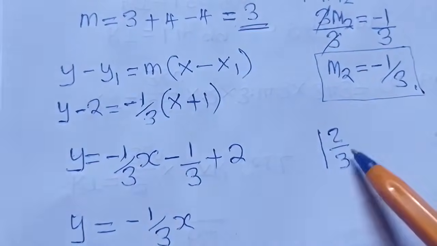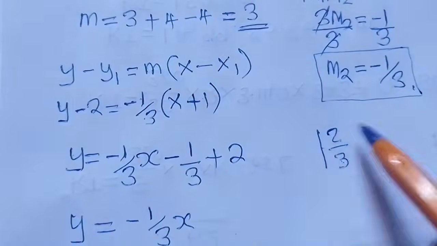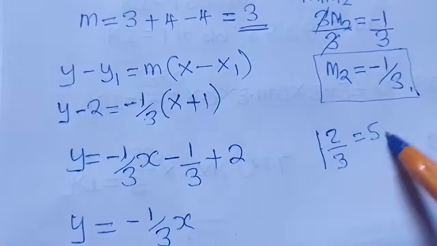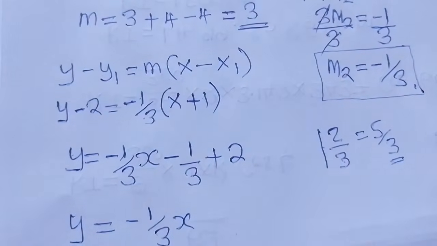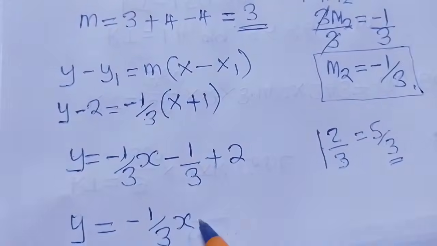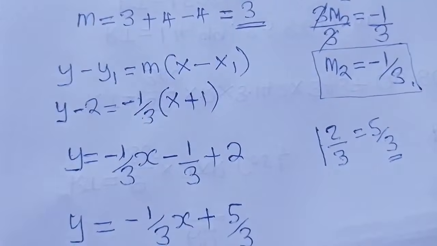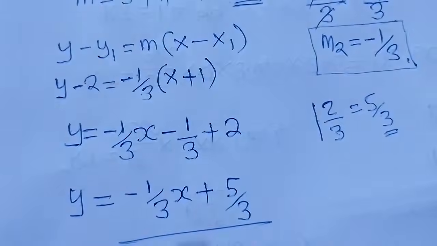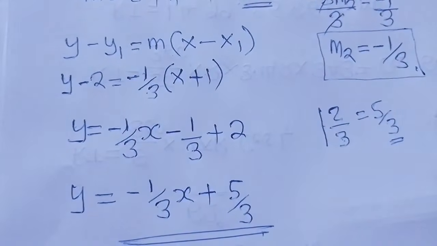So you say 3 times 1, 3 plus 1, 5. 5 over 3. So you're getting that one. That's your answer. So say plus 5 over 3. So this is the equation of the normal. This is how you find the equation of the normal.